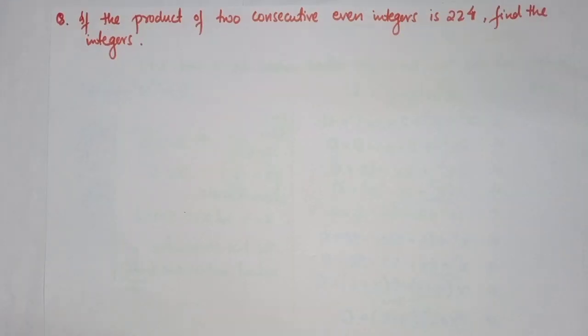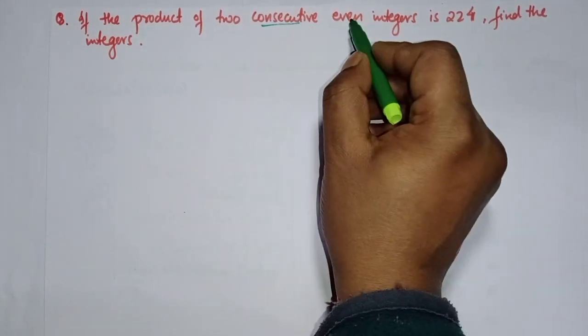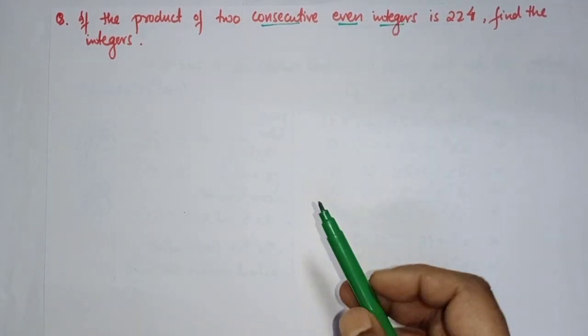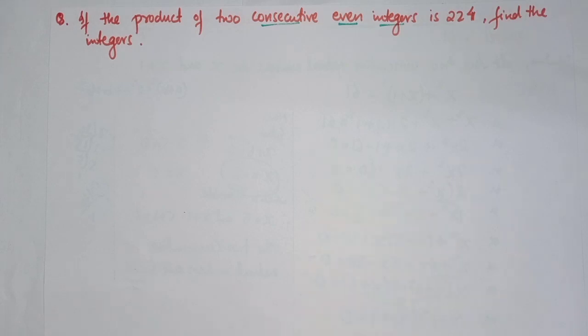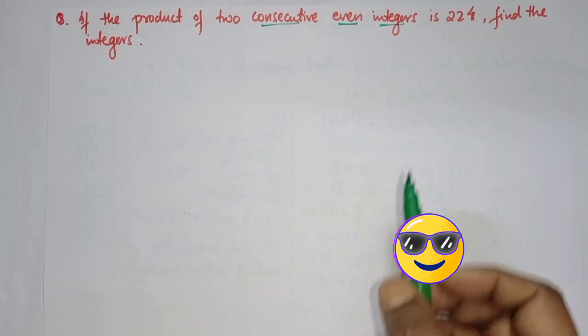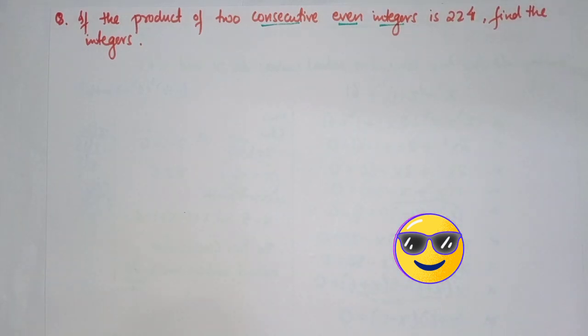So here we have, you can see, if the product of two consecutive even integers, so now it's consecutive even, so even integers we have. Okay, so already I have discussed in the linear inequation class what are integers, natural numbers. If you haven't gone through that, you can go through that. The link is given in the description. Okay, is 224, find the integers.